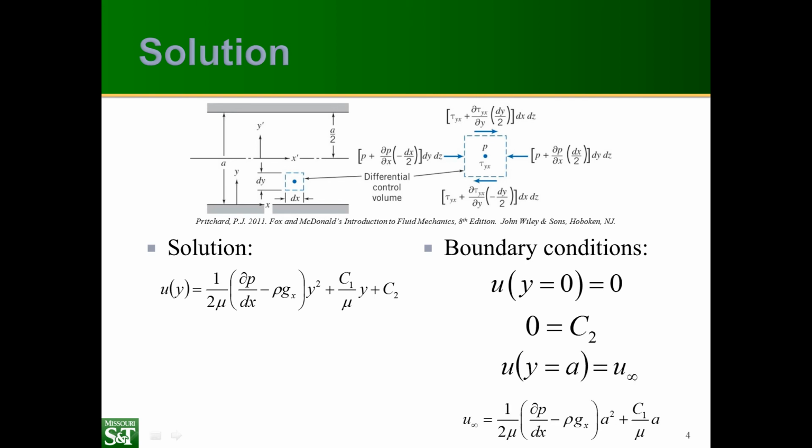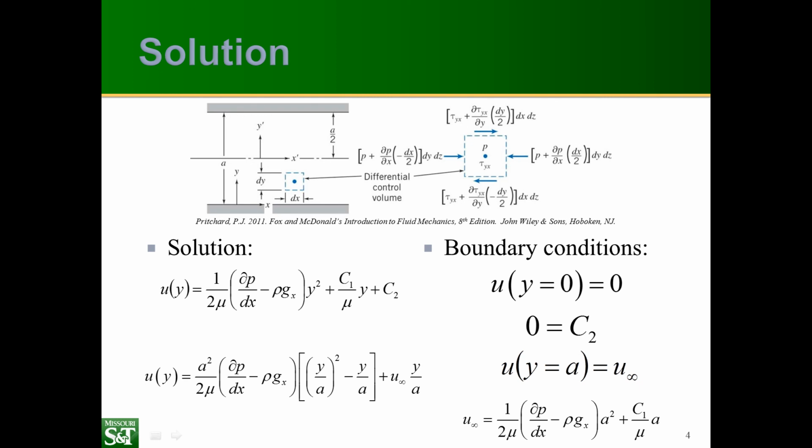And then we're going to apply our second boundary condition, which is at the top of the plate where y equals a, u is equal to u infinity. So we have u infinity is equal to this expression here. And we can solve this for C1. And once we do that and we substitute, we end up with an equation that looks something like this. So it's important to note that there's different terms here. We have a pressure-driven term, we have a gravity-driven term, and we have a viscosity-driven term or a friction-driven term.